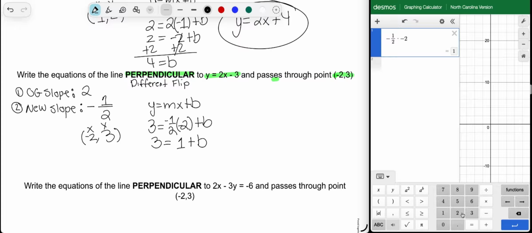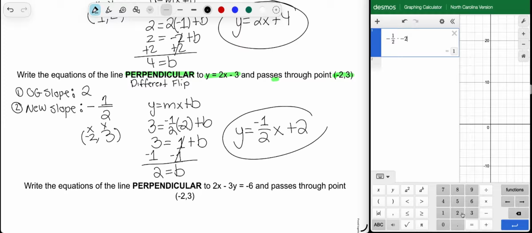Bring my 3 down. Now I got to get b by itself, so for me to get b by itself, I'm going to do the opposite of the +1, which is subtract 1 on both sides. The ones cancel out. 3 minus 1 is going to be 2, so my new b is 2. So now I can write my equation, which will be y equals, now I'm going to use my new slope, which is -1/2, x plus 2. So this equation will be perpendicular to the one that we have there, knowing that it is perpendicular because we did the different flip.